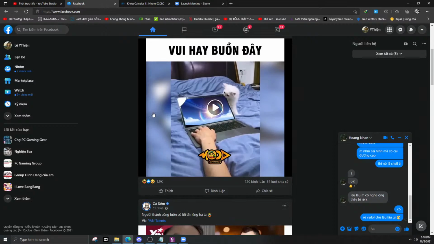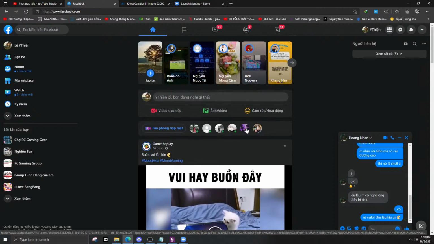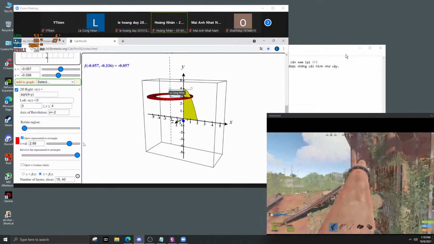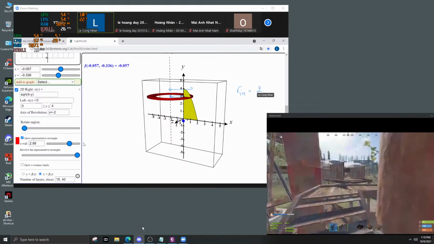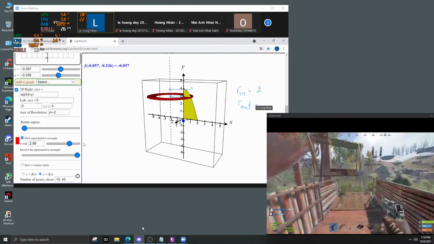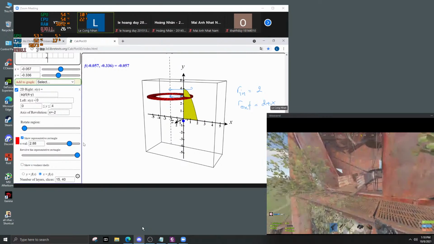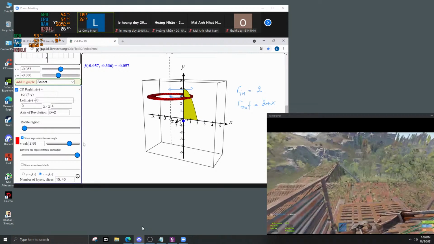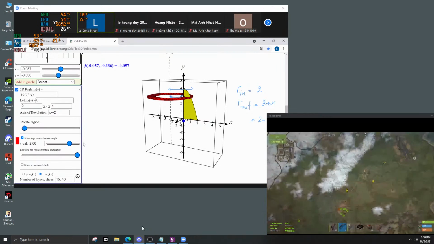And you could see the inner radius is the distance from this point to the y-axis, and the outer radius is this one. So the inner radius equals 2, and the outer radius equals 2 plus x. But because we choose the horizontal rectangle, we need to express x in terms of y. So we have 2 plus the square root of 4 minus y.